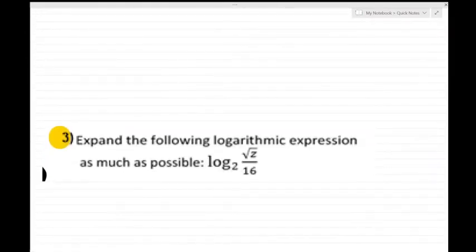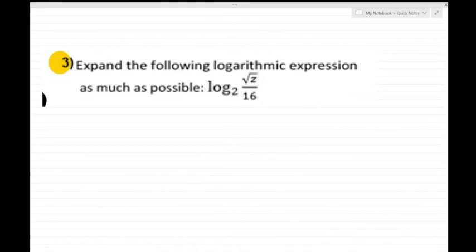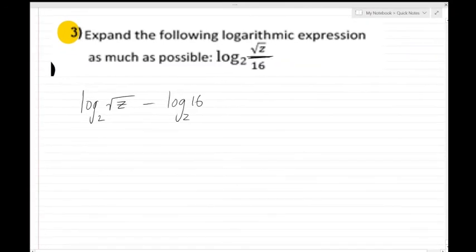Okay. Next, expand the following logarithm and simplify or evaluate it as much as possible. Notice that there's a division symbol, so we're going to split it over that. So log base 2 of the square root of z over 16 becomes log base 2 of the square root of z, minus log base 2 of 16. Next we'll say log base 2 of z to the 1 half power, minus, and we can simplify log base 2 of 16. It asks, 2 to the what power gives me 16, or simply put it in a calculator and you'll get 4.